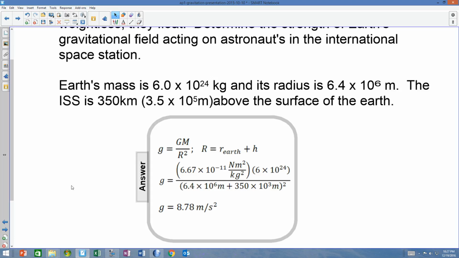So it'd sort of be like if you were in an elevator and the elevator cable snapped and you were to jump up in the air. You would appear to be weightless, even though you and the elevator are falling at the same rate.